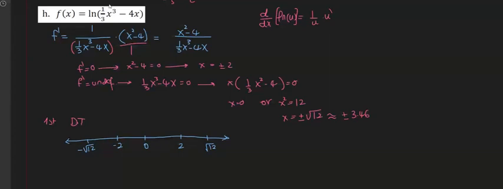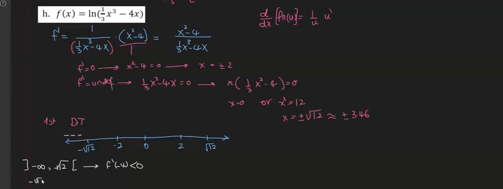We will indicate the behavior of the function, first from negative infinity to negative root 12. We will pick a point in this interval. Let's pick f dash at negative 4. So f dash at negative 4 is going to be negative, which means that we have a negative sign here.